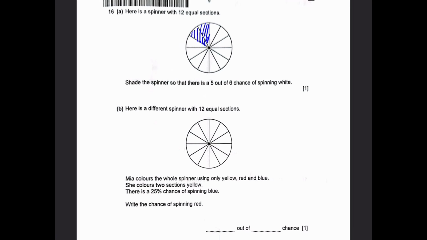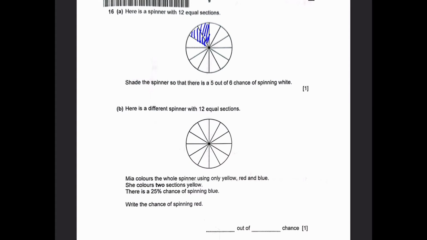That's the answer. B. Here's another spinner with 12 equal sections. Mia colors the whole spinner using only yellow, red, blue. She colors 2 sections yellow. There's a 25% chance of spinning blue, while the chance of spinning red is unknown. So 2 sections are yellow. We can just get the yellow color and do that.